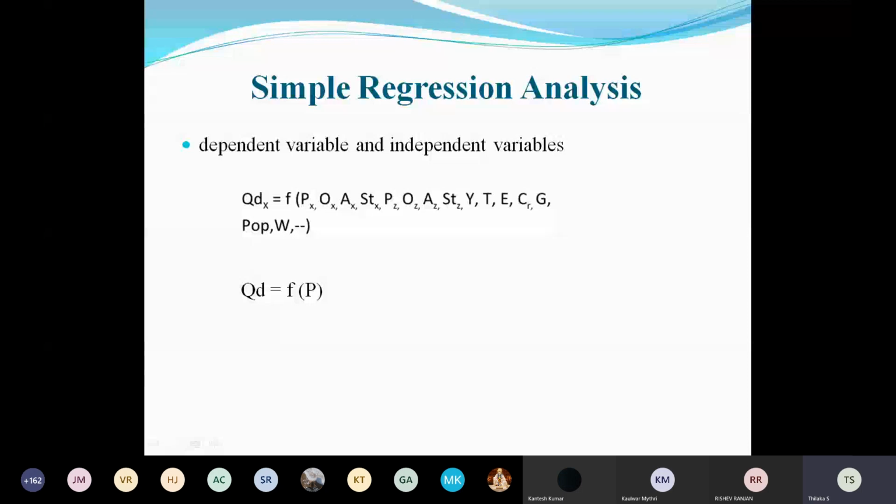I think we can stop here and go to the numerical part in the next class tomorrow.